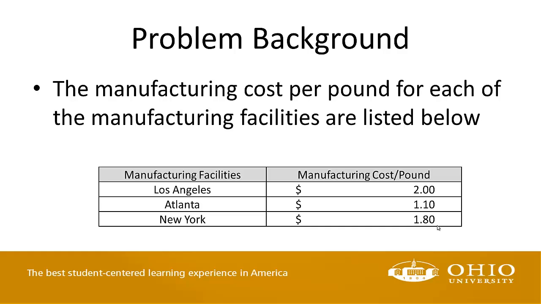The manufacturing cost per pound is provided in the table below. Regardless of where we're going to send these, we have a fixed cost of manufacturing these drugs. For example, Los Angeles is $2, New York $1.80.